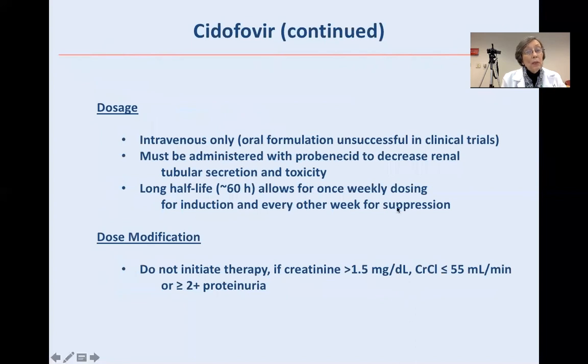It's given IV only. There was an oral formulation which was in clinical trials, but unfortunately, in the end, was not successful. Cidofovir needs to be administered with probenecid to decrease renal tubular secretion and toxicity. It has a long half-life, so this allows once weekly dosing initially and then dosing every other week for suppression of the viruses. You should not initiate therapy if the creatinine is greater than 1.5 mg per deciliter, or the creatinine clearance is less than 55 mL per minute, or greater than 2 plus proteinuria.